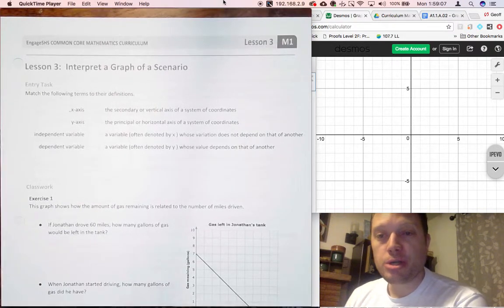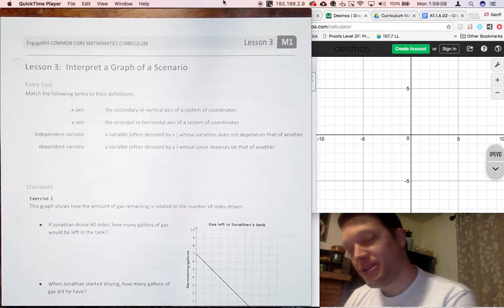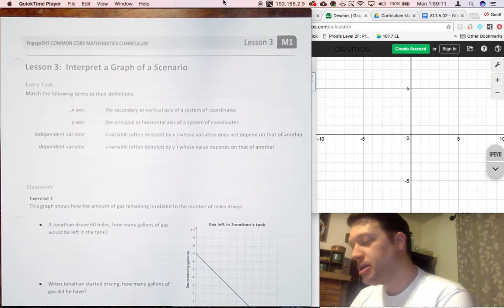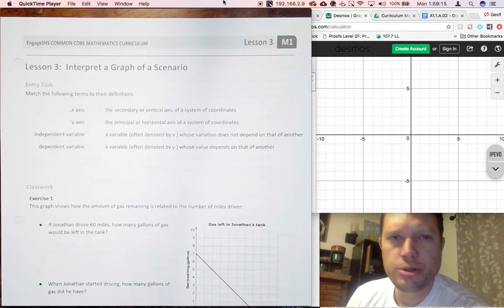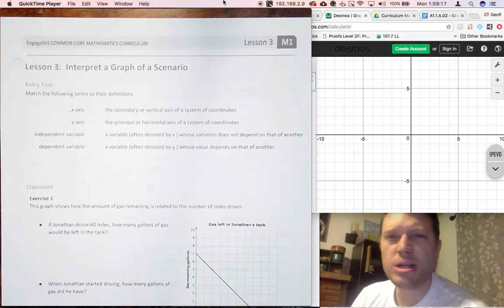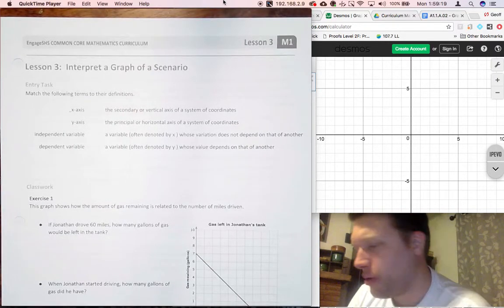Match the following terms to their definitions: the x-axis, the y-axis, the independent variable, and the dependent variable. I'll match 2 of them. You match the other 2 of them. That's too easy. I'll match 1 of them, and you match the other 2.